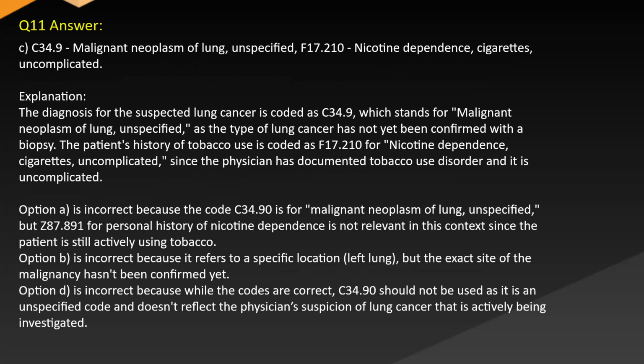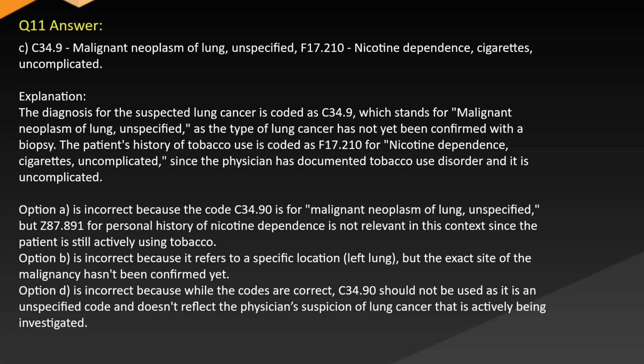Answer C.9. Malignant neoplasm of lung, unspecified, F17.210. Nicotine dependence, cigarettes, uncomplicated. Explanation: the diagnosis for the suspected lung cancer is coded as C34.90, which stands for malignant neoplasm of lung, unspecified, as the type of lung cancer has not yet been confirmed with a biopsy. The patient's history of tobacco use is coded as F17.210, nicotine dependence, cigarettes, uncomplicated.